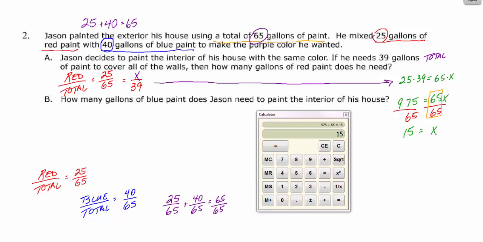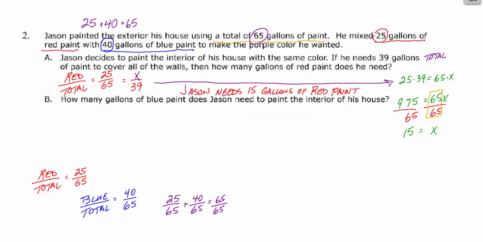So I know, and I started to say Mark because he was the guy in the last problem, I know Jason needs 15 gallons of red paint to do the inside of his house to get that beautiful purple color he wants. He needs 15 gallons of red paint. Let's get our calculator out here for a moment and let's do part B.